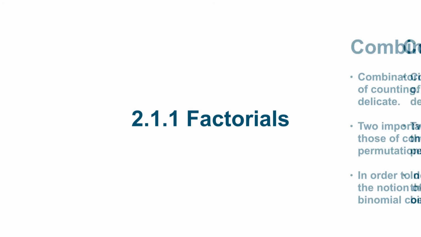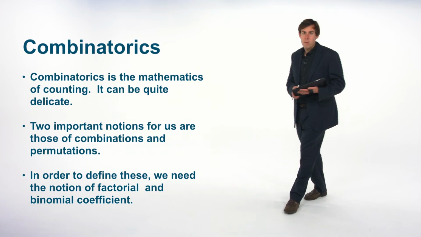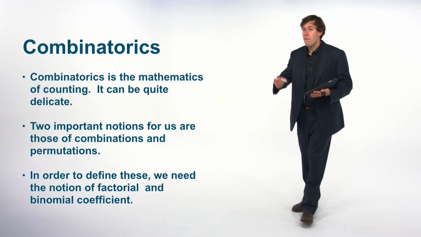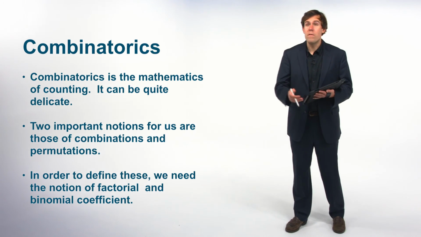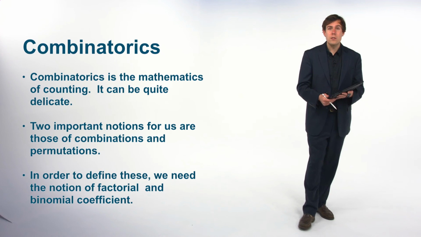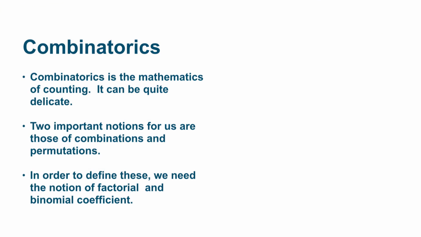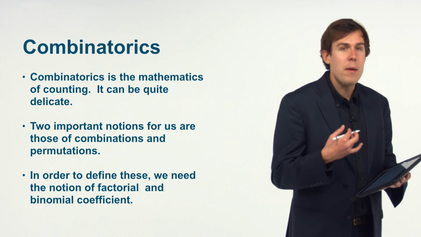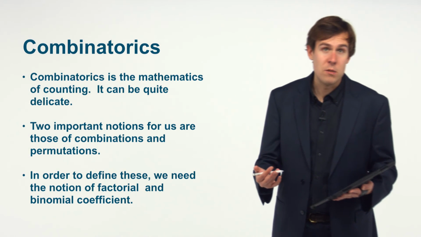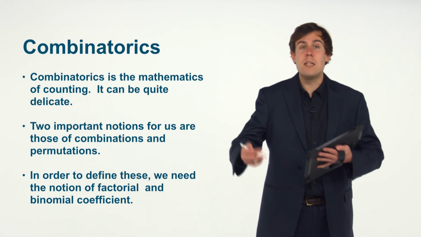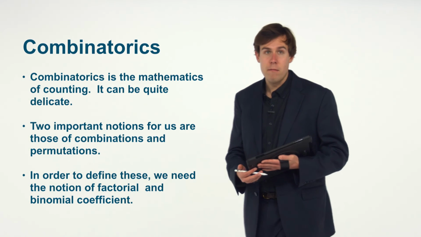We'll begin our conversation about combinatorics and probability theory with a discussion of factorials. But first, what is combinatorics? Well, it's just a mathematical way of discussing the concept of counting. That is, how many of some combinations are possible, for example. How many different ways can I rearrange something?